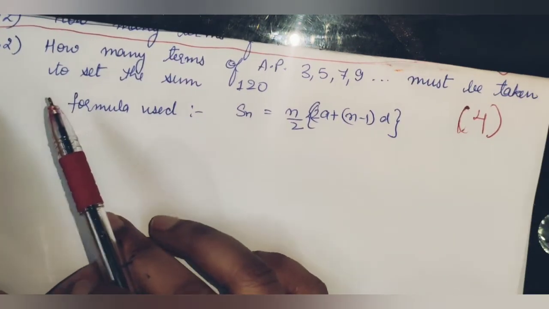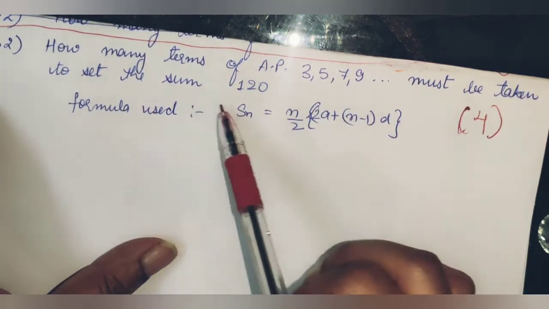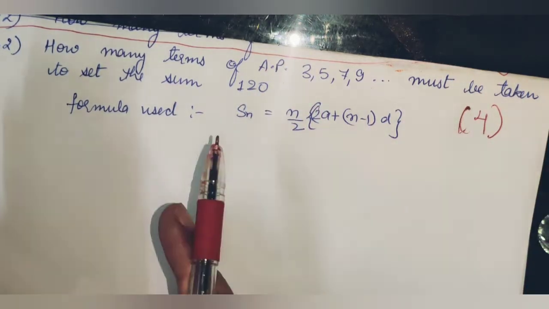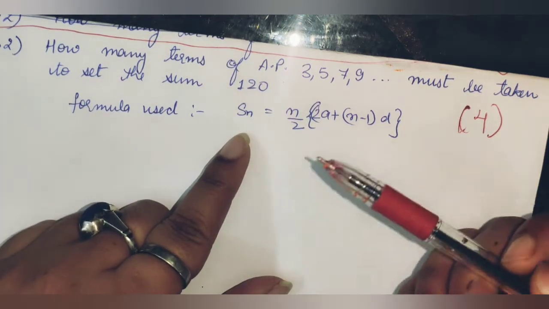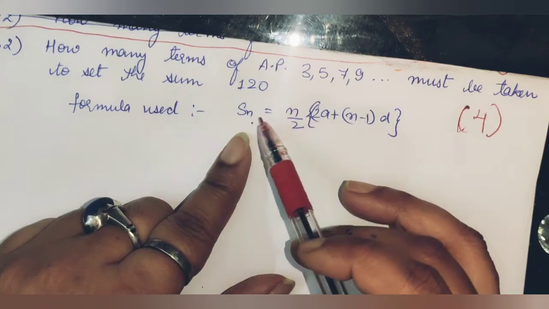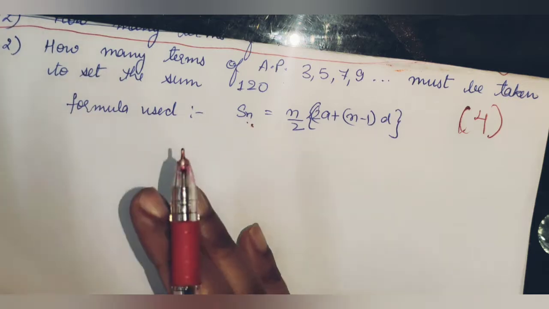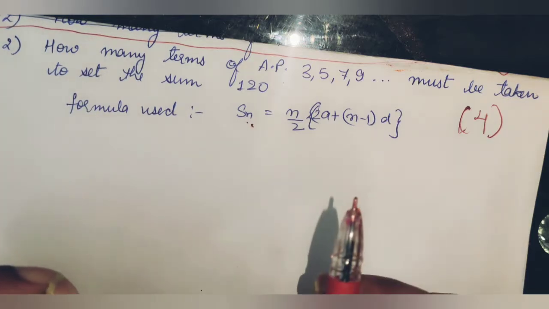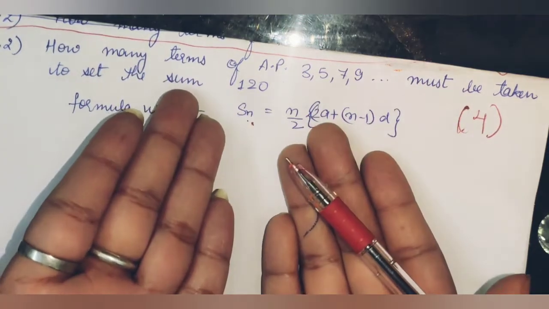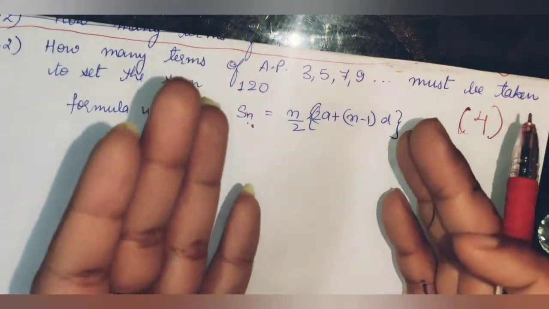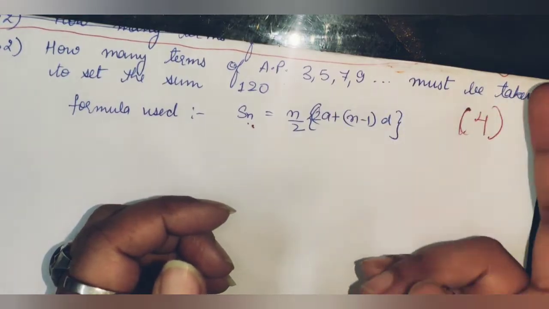This question says, how many terms of AP 3, 5, 7, 9 must be taken to get the sum 120? So you can easily understand that they are asking about the formula of sum, and in my previous video I have already told you about the formula of summation of AP. Means if you have to calculate the sum of all the numbers present in an arithmetic progression or a list of numbers, you can use this formula and you can calculate the answer, because it is very tedious and time taking if you add each and every term and take out the answer.